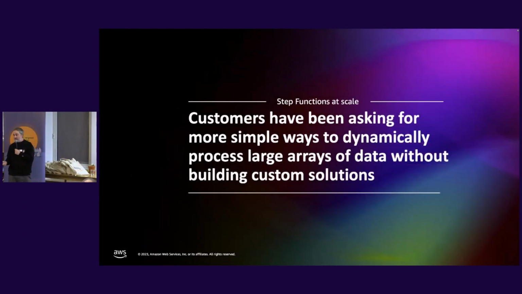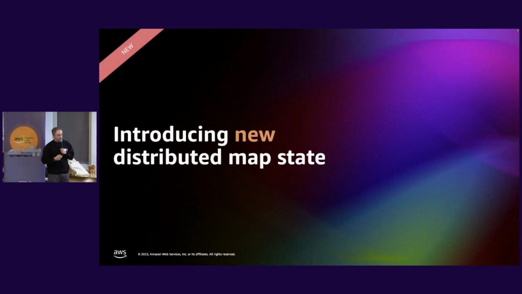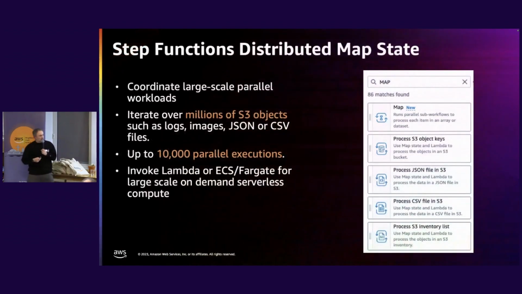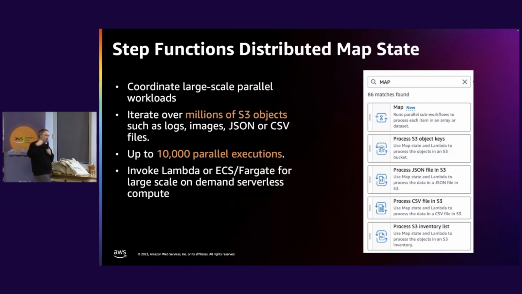And we last year at re:Invent announced this thing called the distributed map state. So what this is, it allows you to concurrently execute up to 10,000 items at a time. So we went from 40 to 10,000. And you can point this directly at an S3 bucket. And you can say, I want to run this on every item in my S3 bucket. Or you can point it at an object in your S3 bucket, and you can say, I want to run this concurrently for every row in my CSV file.